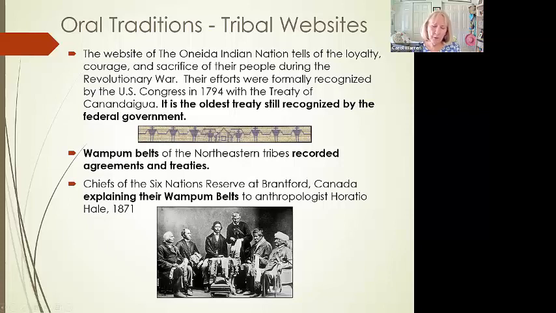At the bottom, you see a photo of Iroquois chiefs from Six Nations Reserve reading and explaining their wampum belts to an anthropologist. Now, anthropologists and ethnologists were sometimes sent out, but often went on their own, and they lived with Indigenous tribes and recorded information. And their reports are actually quite informative, and they're available at the National Anthropological Archives, and some are available in print or online.